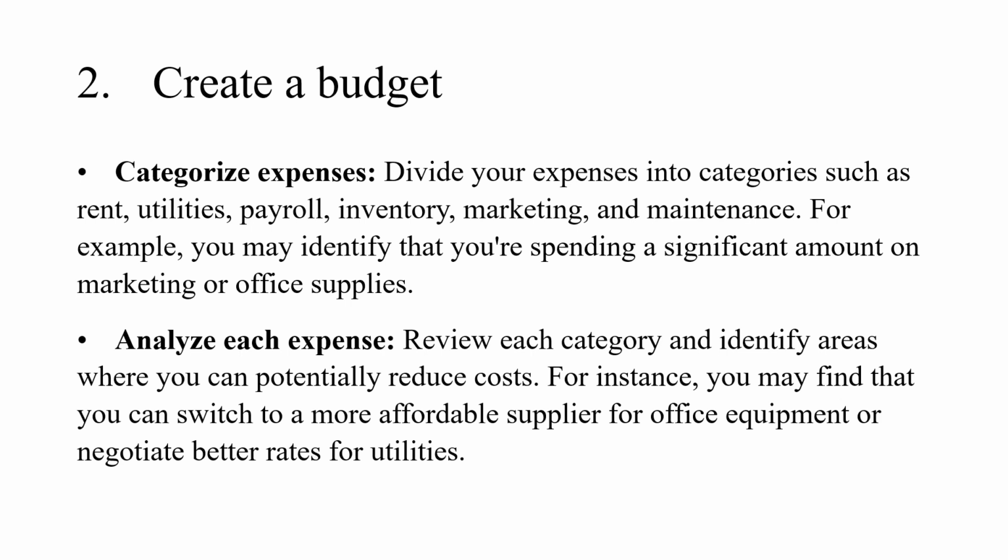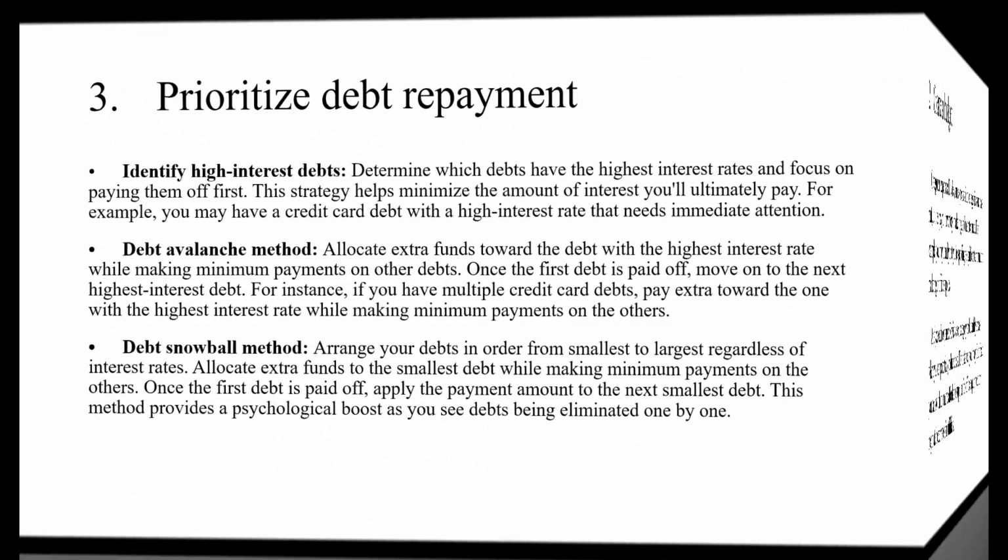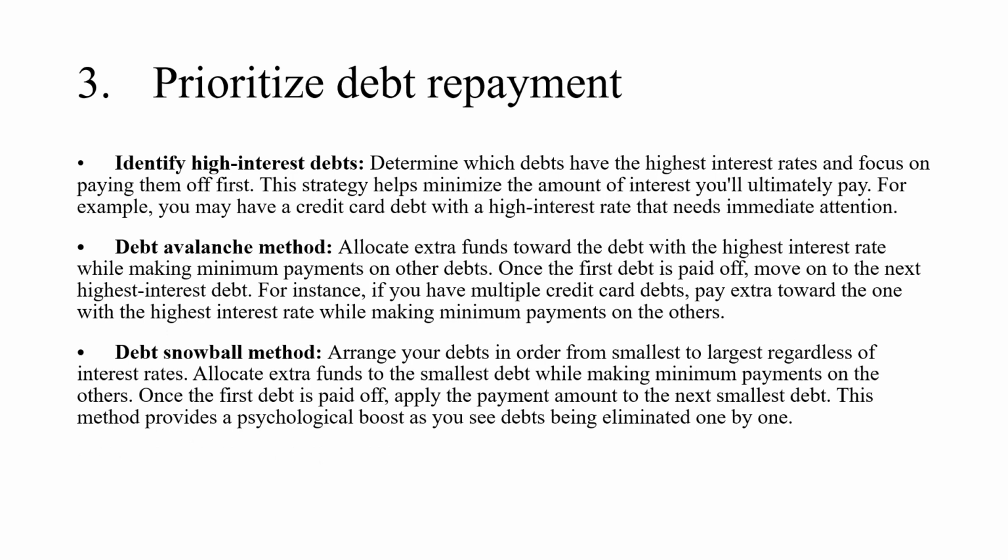For example, you may identify that you're spending a significant amount on marketing or office supplies. Analyze each expense, review each category, and identify areas where you can potentially reduce costs. For instance, you may find that you can switch to a more affordable supplier for office equipment or negotiate better rates for utilities. 3. Prioritize debt repayment.